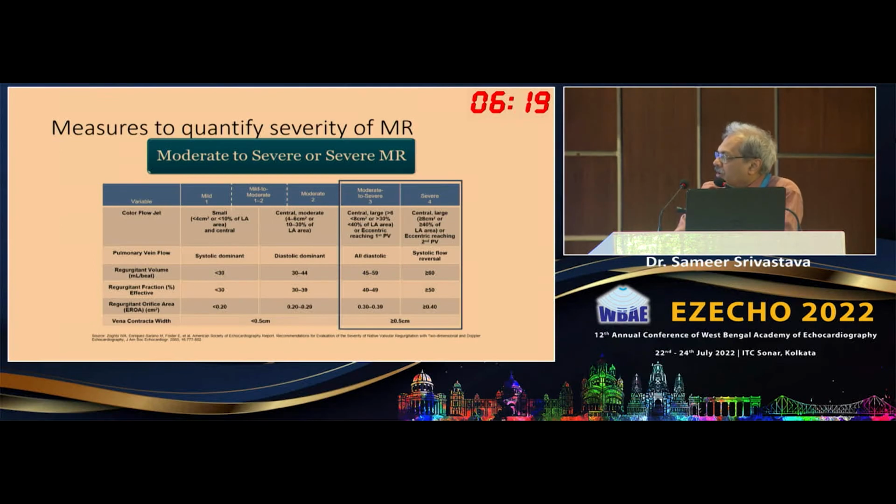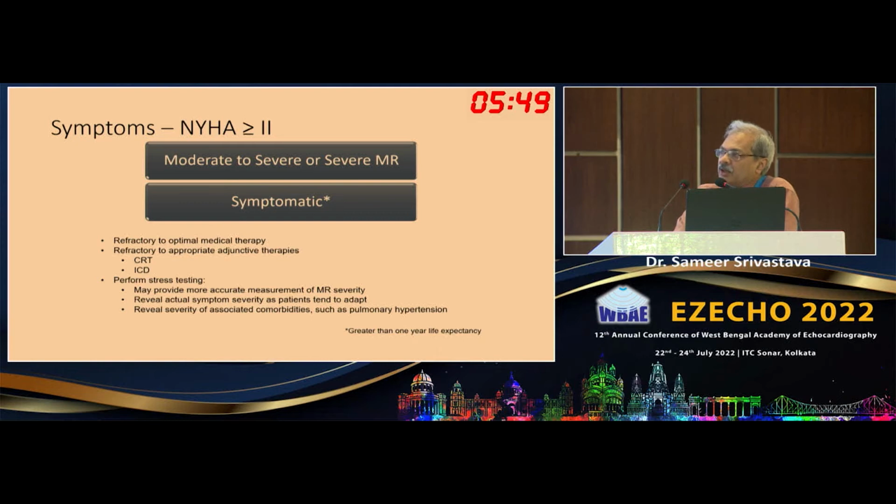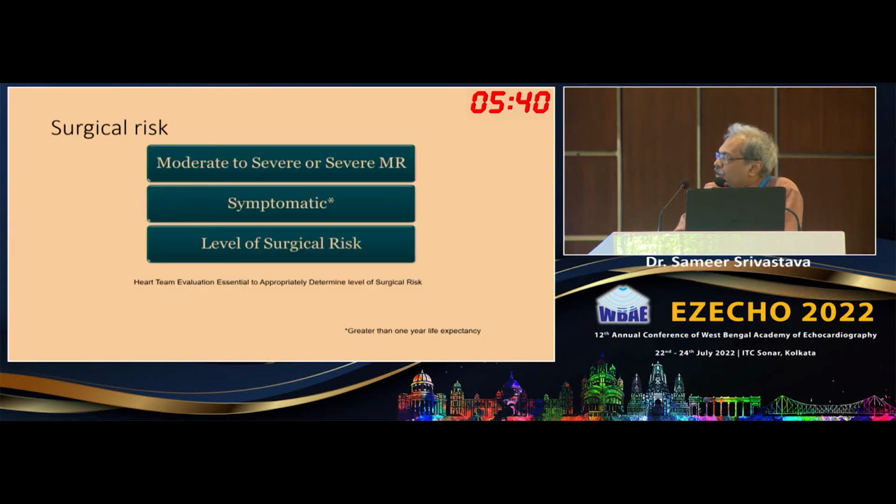Now, these are all parameters. All of us know the regurgitant volumes, fractions, effective orifice area. How I have remembered is 0.3, 4, 5. If your regurgitant orifice area is more than 0.3, if your regurgitant fraction is more than 40, if your regurgitant volume is more than 50, this is how I have remembered 3, 4, 5. And vena contracta, if it is greater than 0.5, these all qualify as appropriate anatomy or the need for sorting out the mitral regurgitation. So NYHA class certainly should be more than 2. Surgical risk should be a little high.